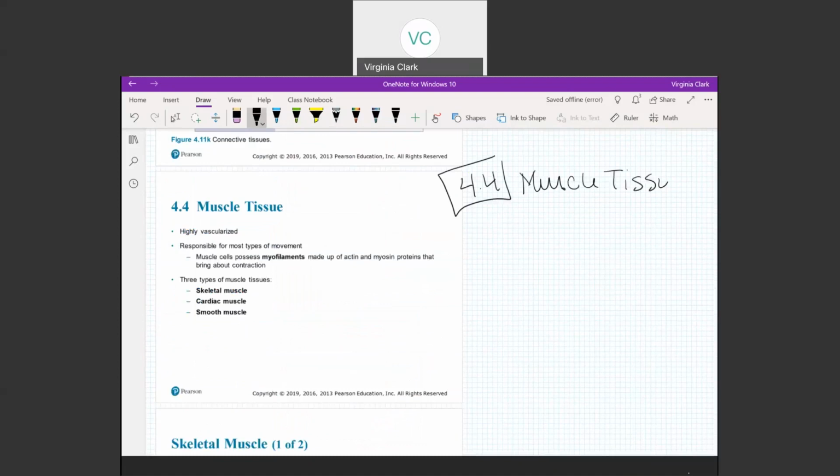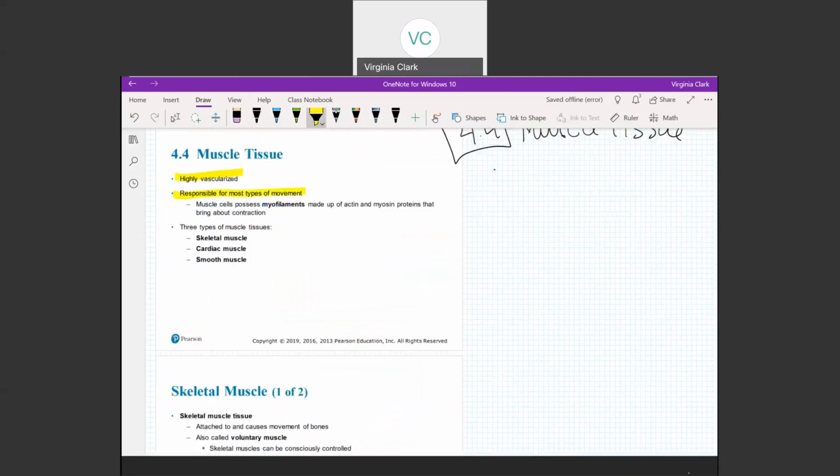In our muscle tissue, this is going to be well vascularized. It is responsible for most types of movements. And your muscle cells, that we'll talk about when we get there in chapters 9 and 10, are going to be called myofilaments. It doesn't sound like a cell, but it actually is. So that's the term that we'll be using for our muscle cells. And there are three types: skeletal, cardiac, and smooth.